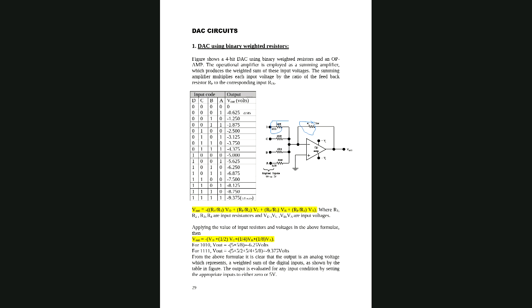Everyone, because I need to maintain the binary weighted resistors. I need to maintain the binary weight. And what is the weight? The weight I have to define like this. I must get this one. Sorry, it is very difficult sometimes.